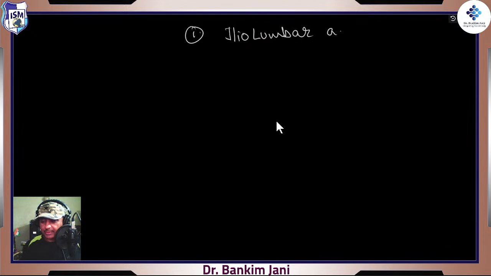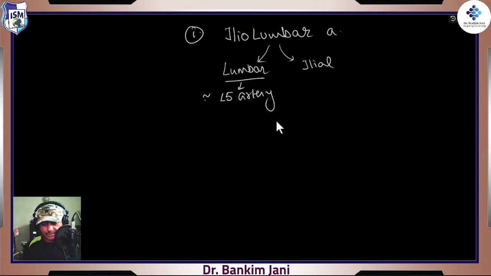So the iliolumbar artery divides into two parts. It has one lumbar component and one iliac component. The lumbar component actually represents L5, the fifth lumbar artery. That's why it is important, because one of the branches, the spinal branch, supplies the tail of the spinal cord, and that tail is the cauda equina.